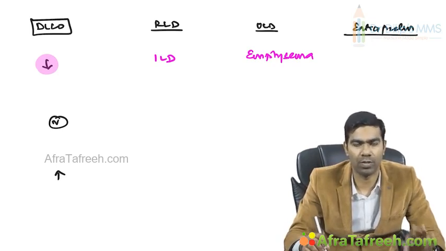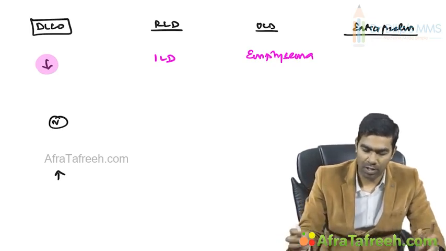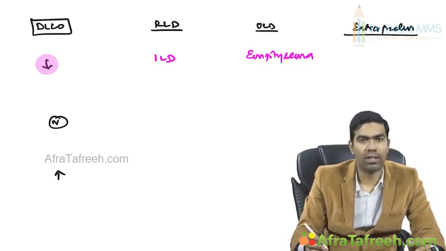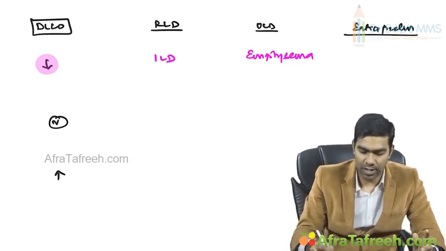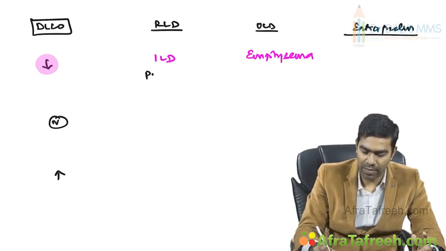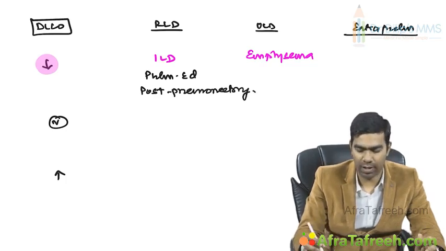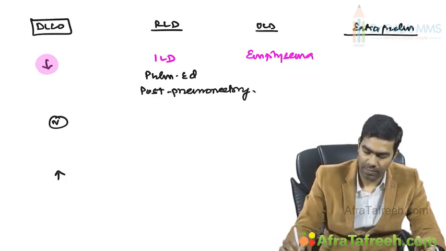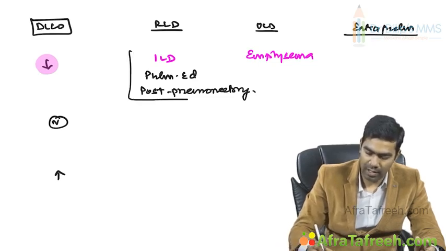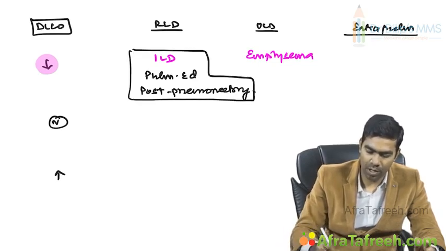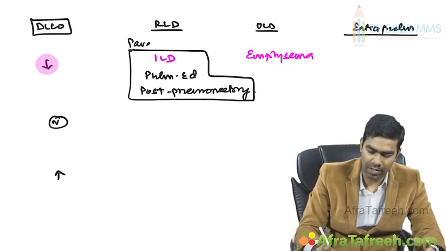Emphysema: reduced DLCO. Apart from that, a lot of other causes can have reduced DLCO. For example, the patient might have pulmonary edema, or might be post-pneumonectomy. So anything you can write here. But ILD and emphysema, you should not forget. In other words, all these I can put under a common group called parenchymal restriction.